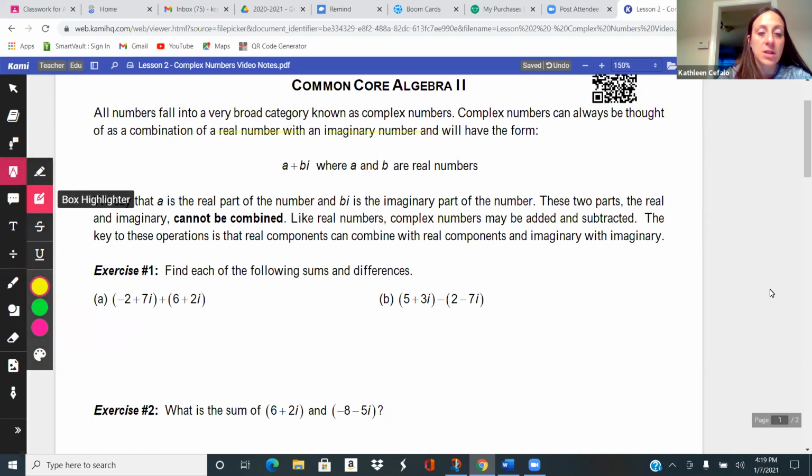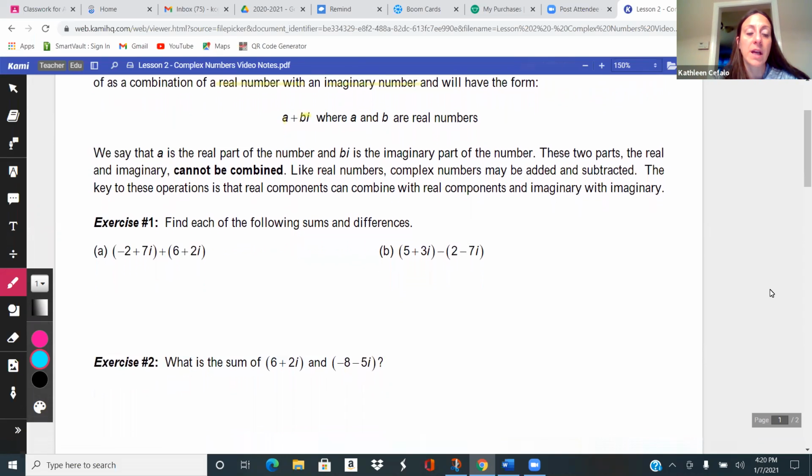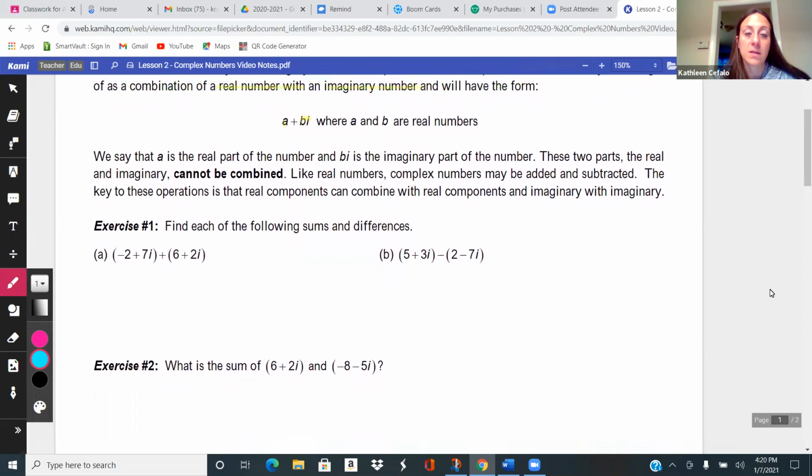Okay, so that notation here, we have a and we have b, and a and b are real numbers. i is not. i is imaginary. So when we do this, we say that a is the real part of the number and bi is the imaginary part. Even though b is a real number, i is imaginary, so you put it together, that's the imaginary part. So these two parts, the real and the imaginary, cannot be combined. Okay, so there's your apples and oranges. There's your x and y.